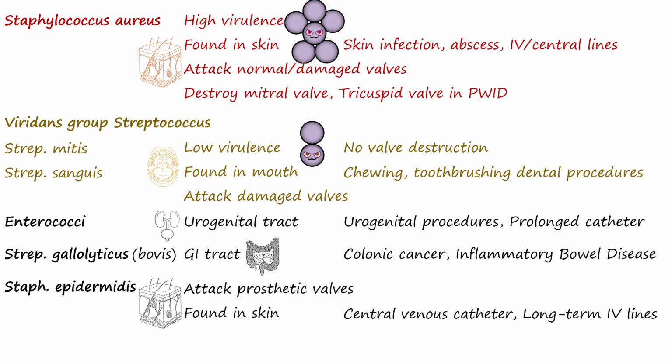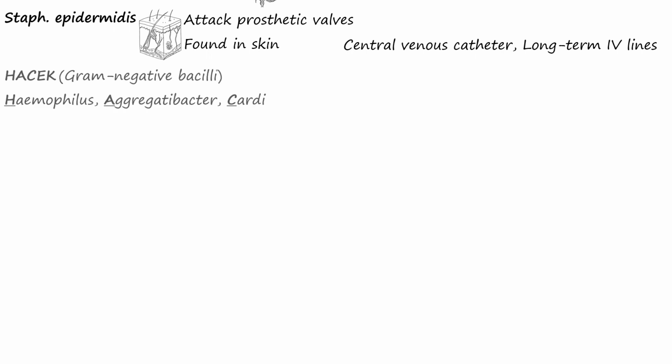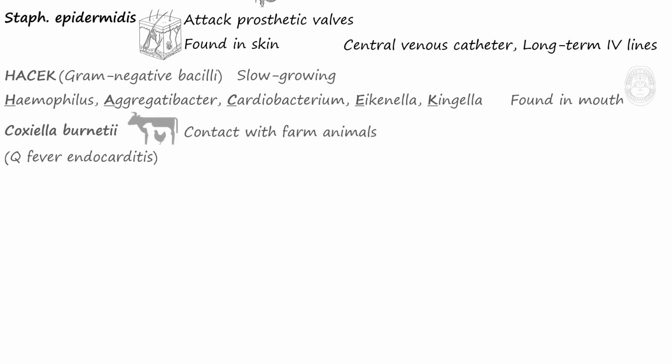Less commonly, infective endocarditis is caused by the HACEK organisms. They're a group of gram-negative bacilli which include Haemophilus, Aggregatibacter, Cardiobacterium, Eikenella, and Kingella that usually live in the oropharyngeal cavity. They are slow-growing bacilli and blood culture may return sterile. Q fever endocarditis, caused by Coxiella burnetii, often affects individuals with a history of contact with farm animals.